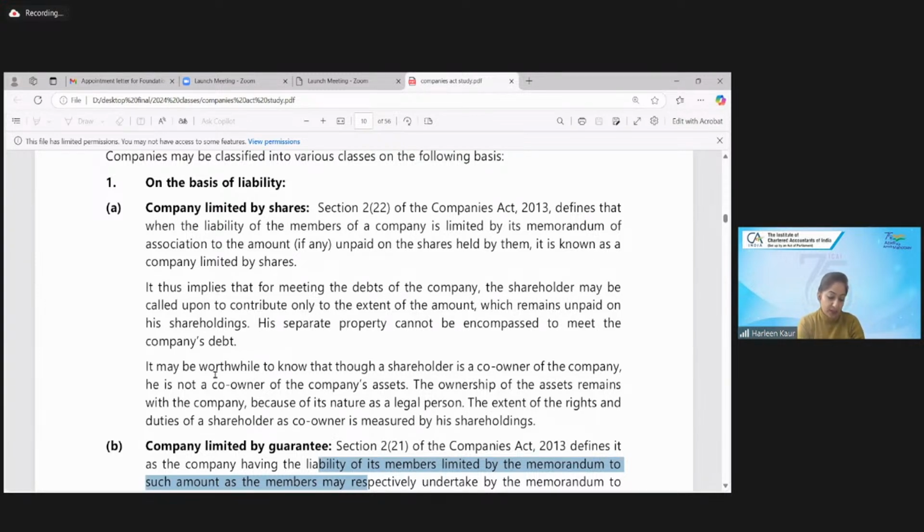Yes, Mr. Vishwas Bhav sir, that's right. Shareholders' liability is limited. That's good.